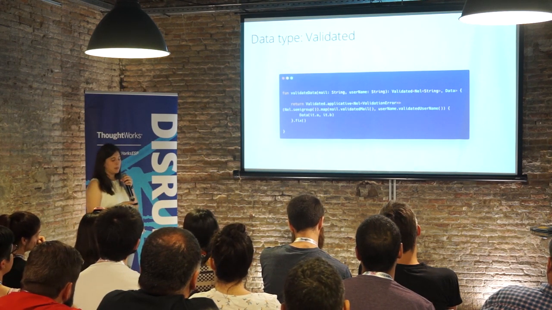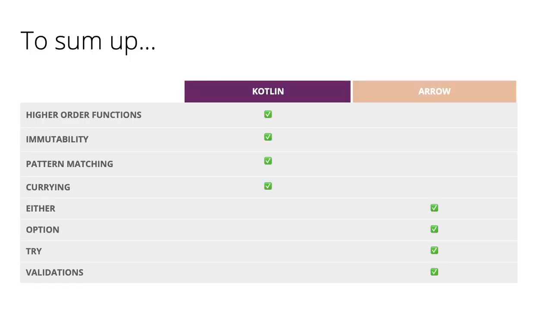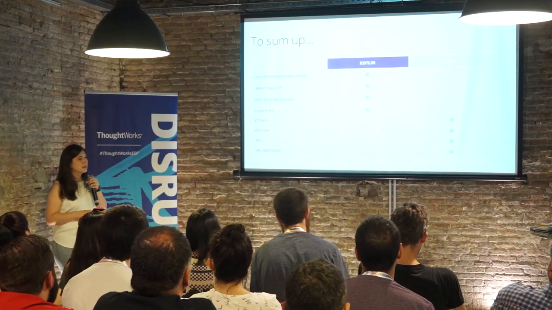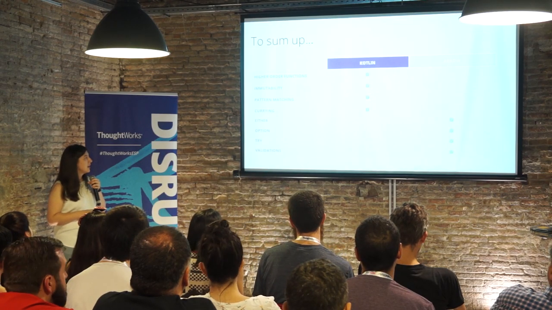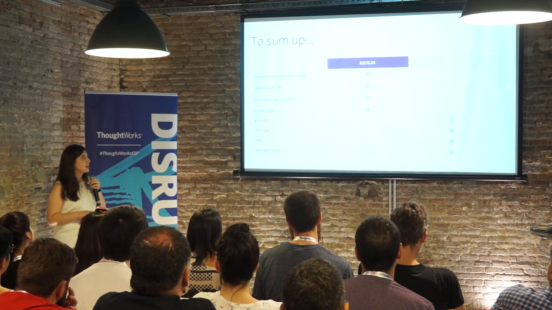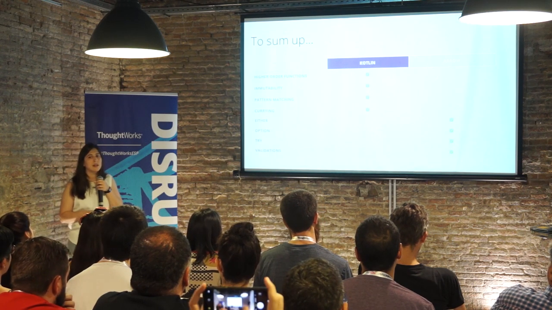Well, to sum up, we saw a lot of features that Kotlin has for functional programming. We have higher-order functions, immutability, pattern matching, some currying, partial currying, and all the things that Arrow provides in order to handle errors.